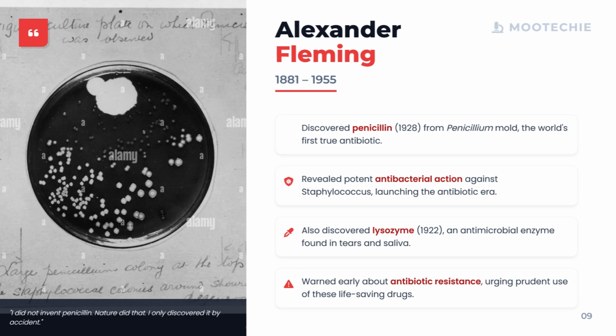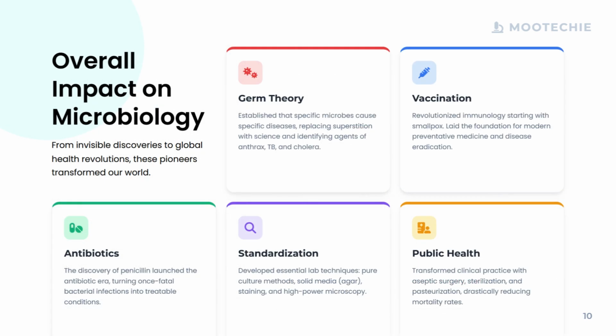Now, let's explore the overall impact of these pioneers on microbiology. From invisible discoveries to global health revolutions, they transformed our world. The discovery of penicillin launched the antibiotic era, turning once fatal bacterial infections into treatable conditions. Germ theory established that specific microbes cause specific diseases, replacing superstition with science. Standardization brought essential lab techniques like pure culture methods, solid media, staining, and high-power microscopy.